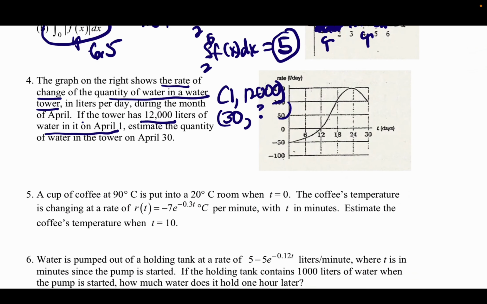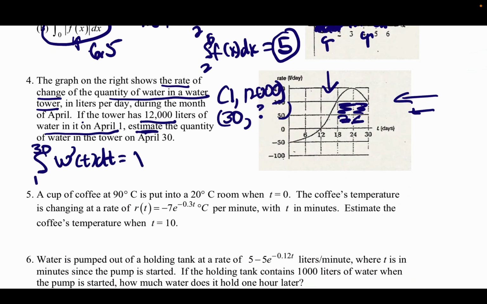So what I'm going to do, it says estimate. When they give us graph paper like this, they actually want us to count the squares to estimate it. So I'm going to take the integral from 1 to 30, April 1 to April 30, of whatever this function is right here. We'll call it W prime for the rate of water, equals the water at 30 minus the water at 1. All right, now I'm going to estimate this right here.